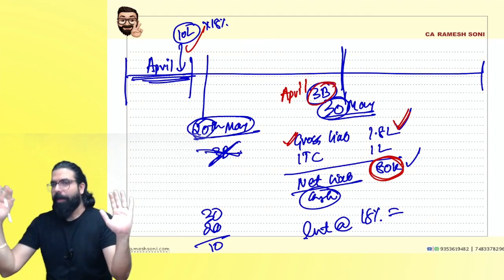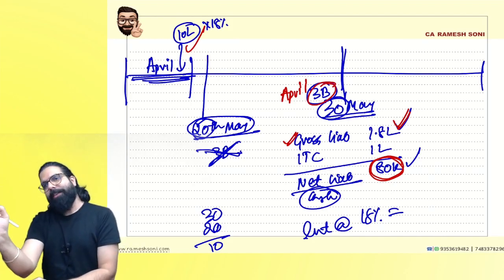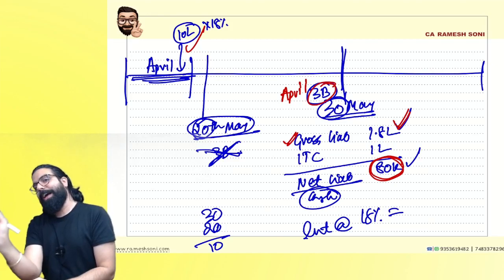Do you guys agree with me? Did you show this month ka sale in this month ka return? Yes. Did you take the ITC? Yes. This month ka sale shown in this month ka return. Then always remember, you will pay interest only on the net tax liability.